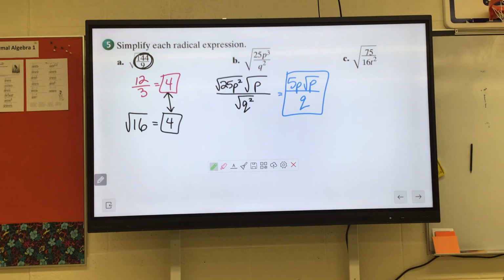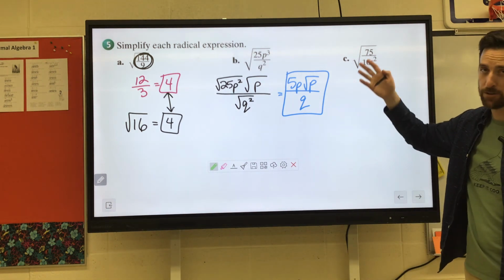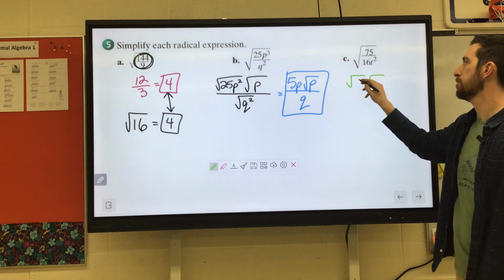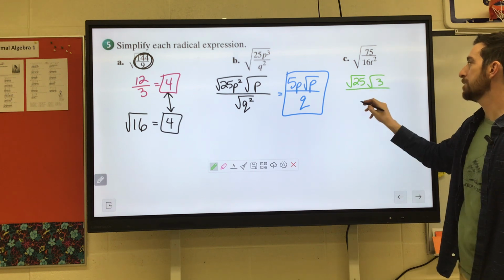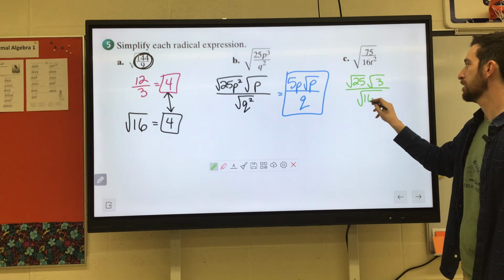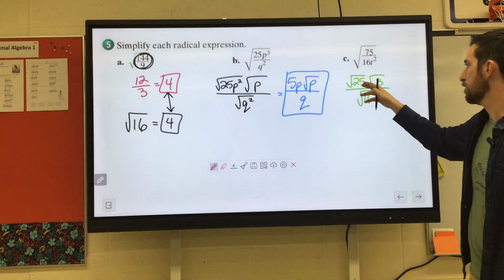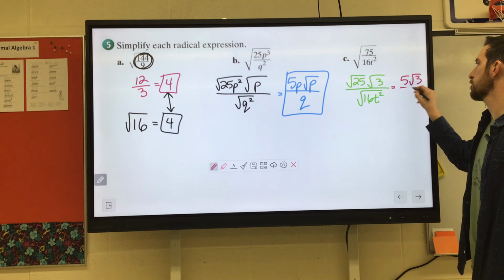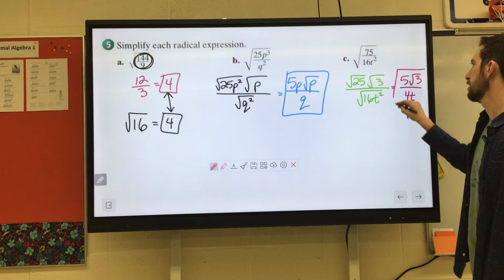All right, here we go. C. I can't simplify anything first, so we'll go ahead and go to the perfect squares. 75 I know is 25 times 3. The denominator, that is all perfect. 16t squared. Those are all perfect squares. So the square root of 25 is 5. 5 root 3. The square root of 16t squared is 4t.